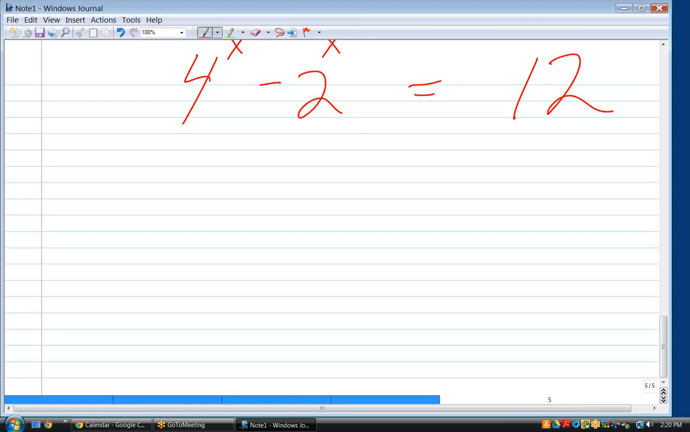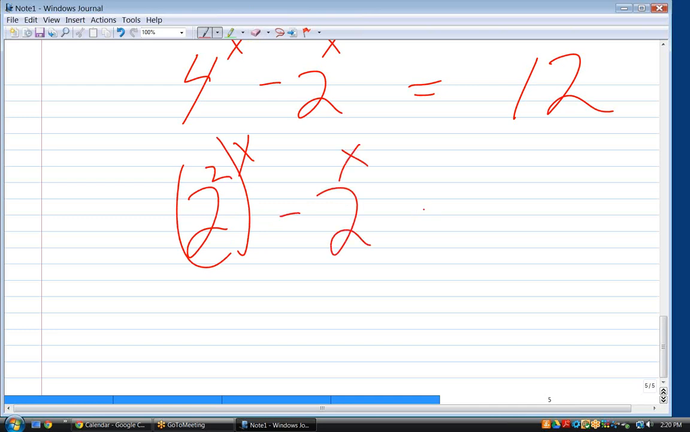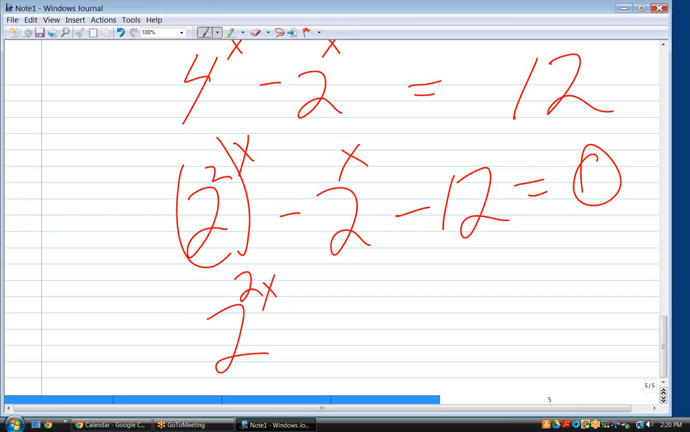So it's 4 to the x minus 2 to the x minus 12 equals 0, and then what we have is 2 squared to the x minus 2 to the x, minus 12. Okay. And then what ended up happening, now I get it. That's a quadratic. Yes, that's a quadratic in 2 to the x. Okay, now I figured out how to do it.